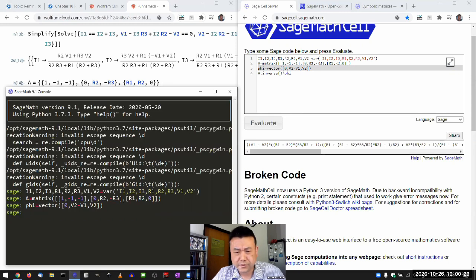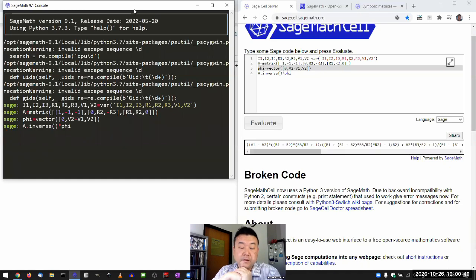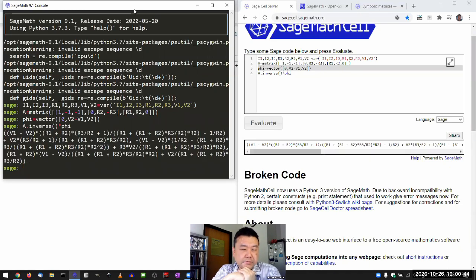Okay, I don't know why that took so long. Okay, so I can do A dot inverse and times V, and that gets me something. Let me move this up. I don't want to move my gaze too far down. Yeah, so it has the same issue.